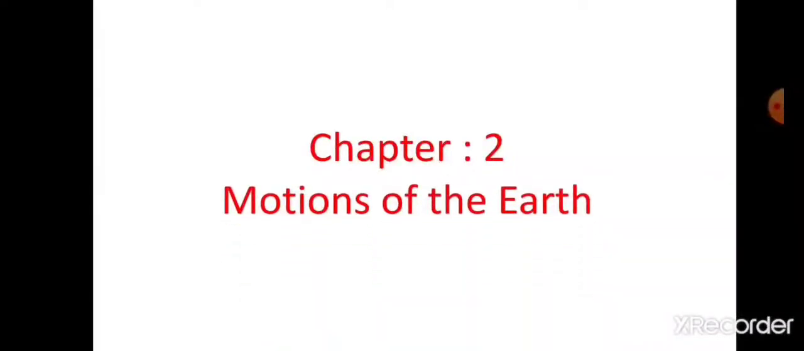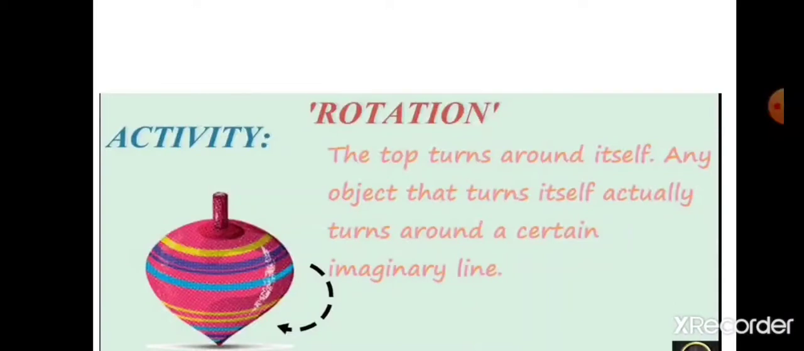Let us start with chapter 2 of EVS 1, Motions of the Earth. Let us first understand the term rotation. The top turns around itself. Any object that turns itself actually turns around a certain imaginary line.